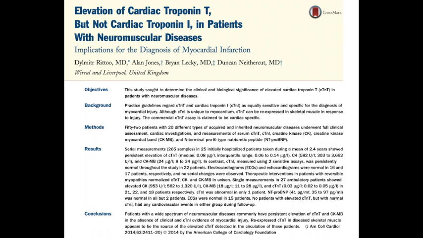In this study, published in JACC in 2014, the authors showed that a wide spectrum of patients with neuromuscular diseases have persistent elevation of cardiac troponin T in the circulation, alongside creatine kinase and CKMB. Importantly, cardiac troponin I was normal in these patients.